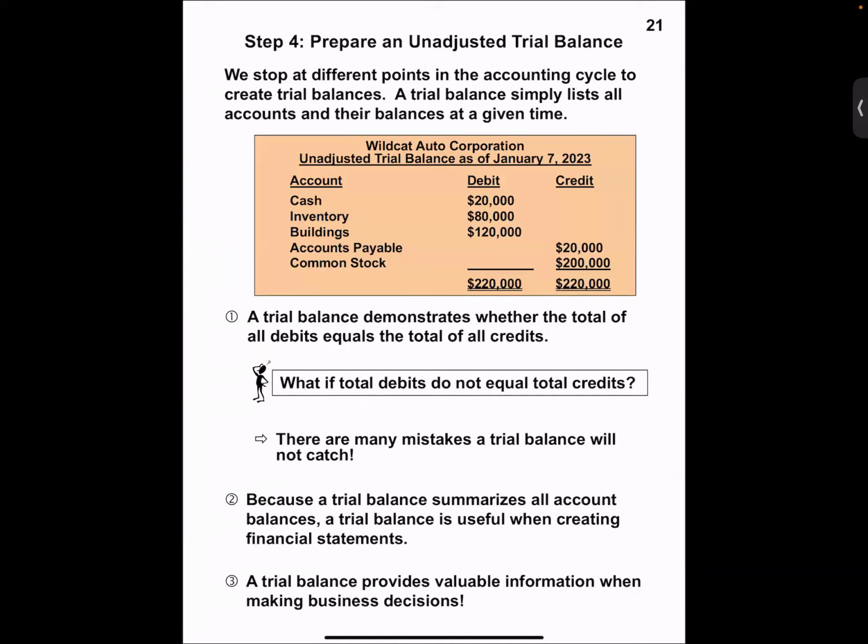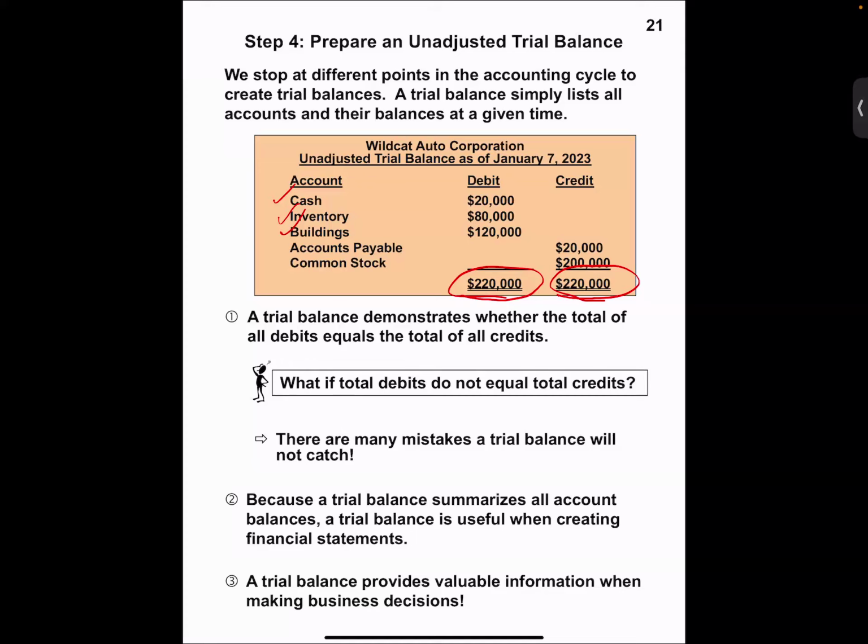The next step would be to prepare an unadjusted trial balance. The trial balance is simply where we list every account. So notice here, cash, inventory, buildings. And then we put what is their balance in one of 2 columns, either a debit or credit balance. So we just talked about those 5 numbers, right? The 3 asset accounts all had debit balance. The liability account had a credit balance. The equity account, common stock, had a credit balance. So we add up total debits, we get 220. We add up the total credits, we get 220.